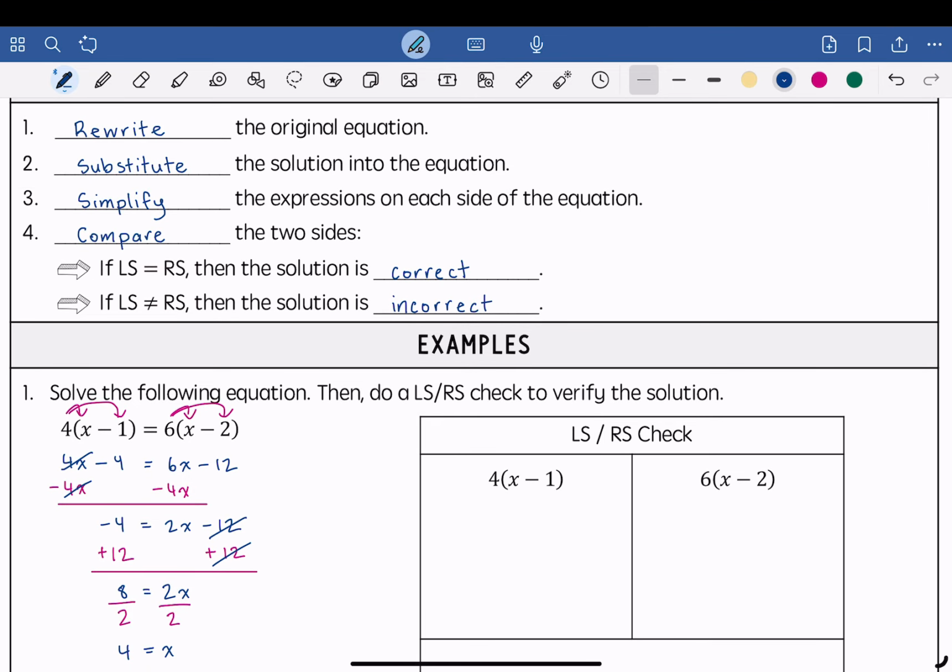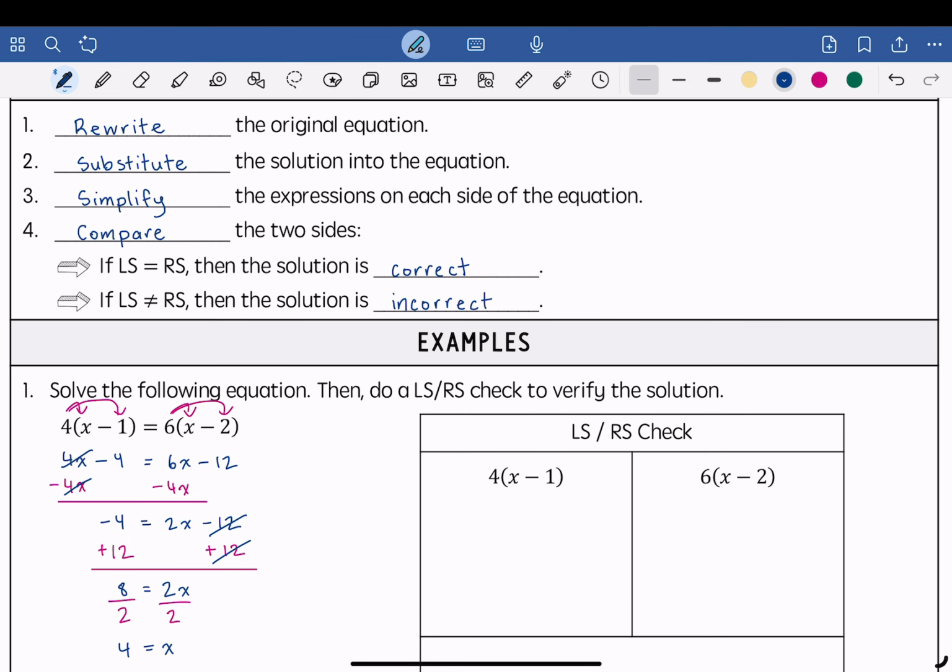And now I'm going to follow these steps. So step 1, I'm going to rewrite the original equation. I've already written it here for you. It's 4 times (x minus 1). That's the expression on the left side. And then 6 times (x minus 2) is the expression on the right side of the equal sign, the right side check.